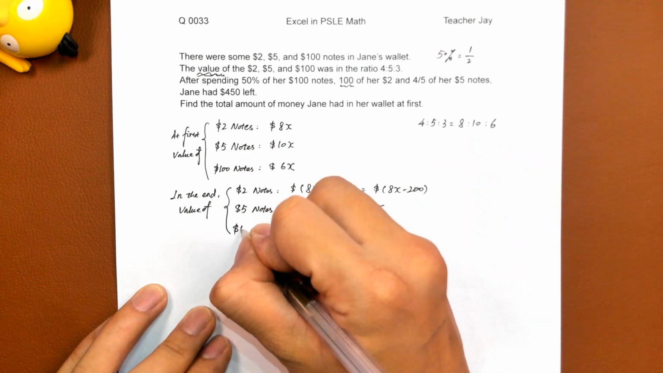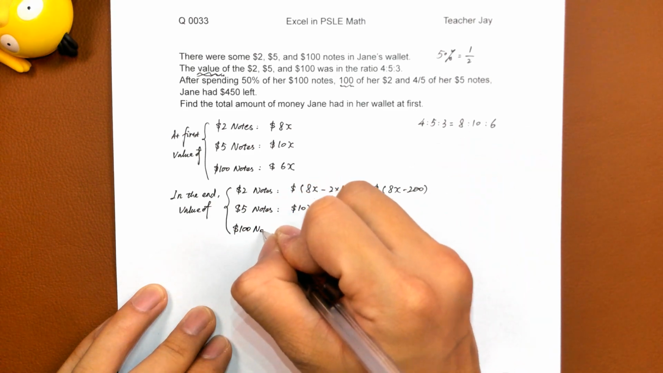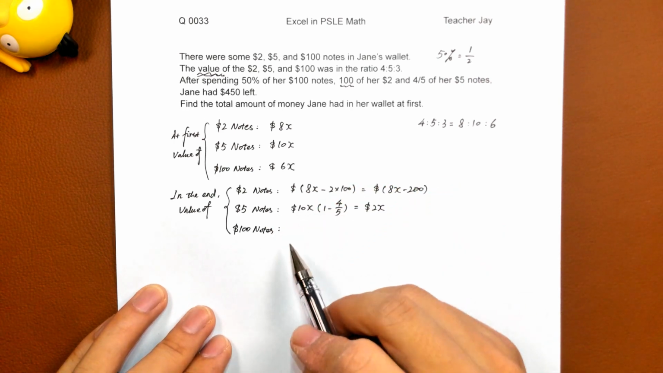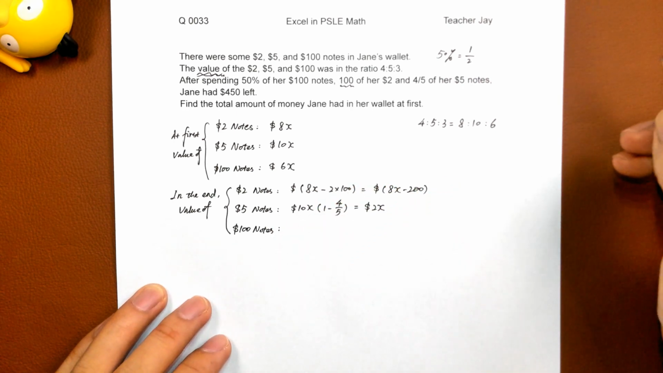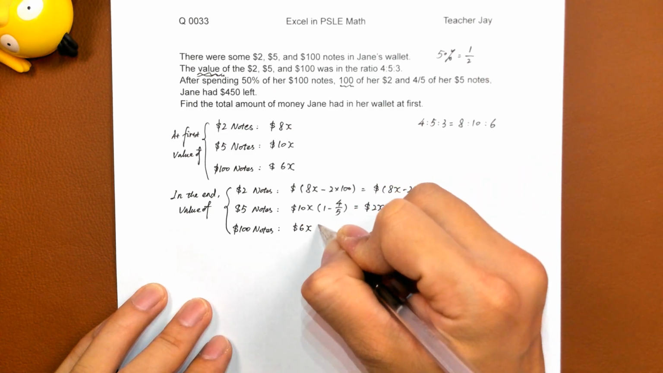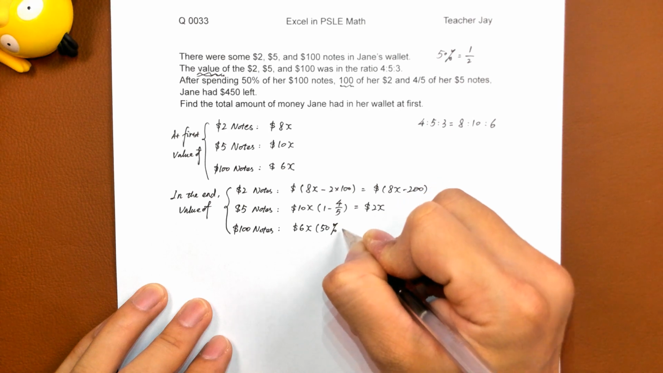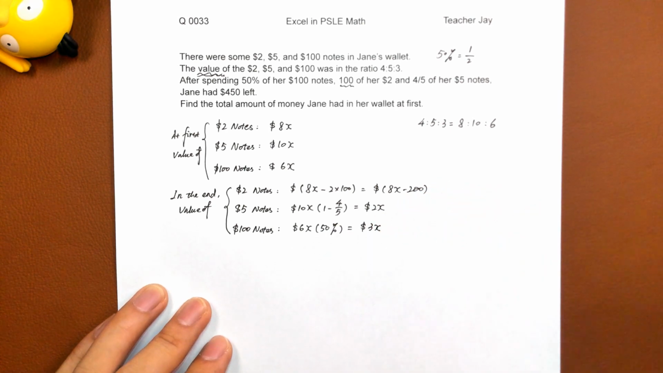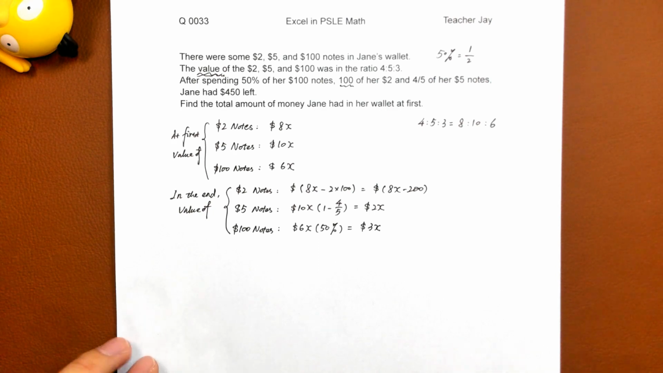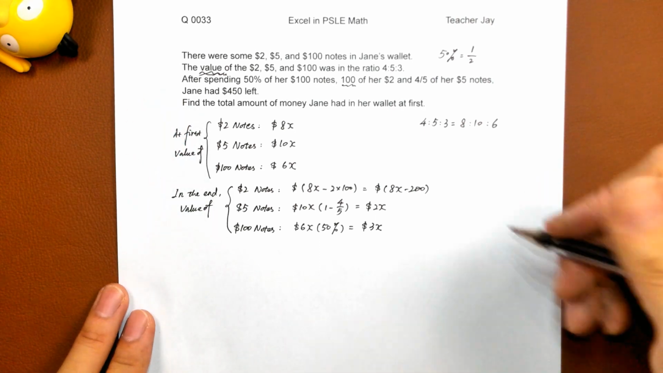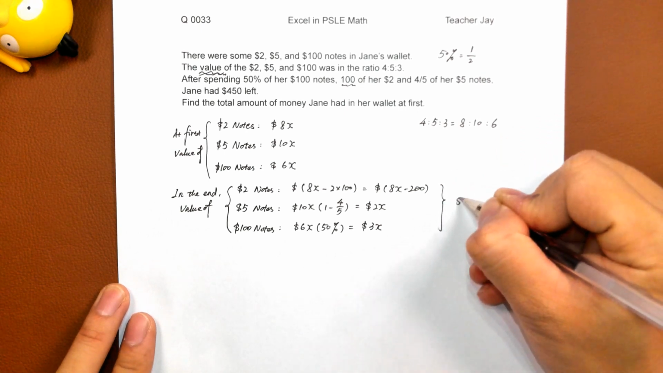And $100 notes remain, the value of $100 notes remaining in her wallet. 6x times 50%, that is 3x. And Jane had $450 left.